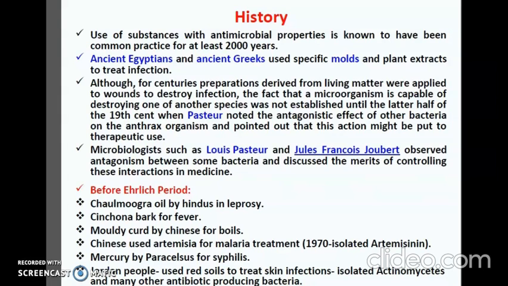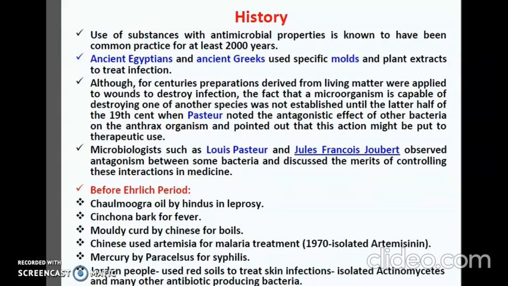The fact that a microorganism is capable of destroying one of another species was not established until the later half of the 19th century, when Pasteur noted the antagonistic effect of other bacteria on the anthrax organism and pointed out that this action might be put to therapeutic use. Microbiologists such as Louis Pasteur and Jules Paul Vuillemin observed antagonism between some bacteria and discussed the merit of controlling these interactions in medicine.